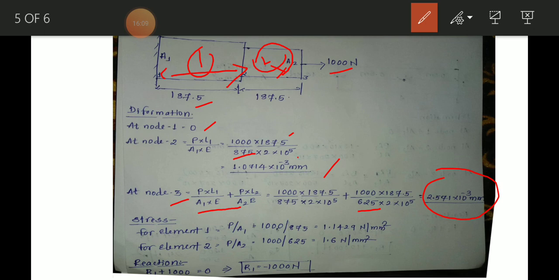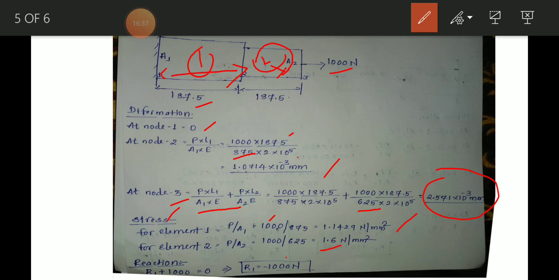Now similarly, calculate the value of stress, that is sigma. For element 1, P by A1, P is 1000 and A1 is 875. So stress for element 1 is 1.1429 Newton per mm square. Similarly for element 2, P by A2, so 1000 divided by 625, that is 1.6 Newton per mm square.